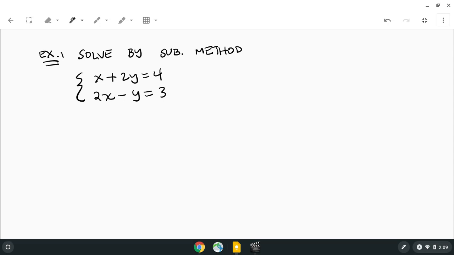Okay, however, I could choose one of these to rewrite. So I could choose the first one and rewrite it so this x is by itself. Or I could choose the second one and rewrite it so that this y is by itself. Okay, and it doesn't matter which one you do. At the very end, everyone should get the same answer. Okay. All right, so I'm going to choose to rewrite this one.